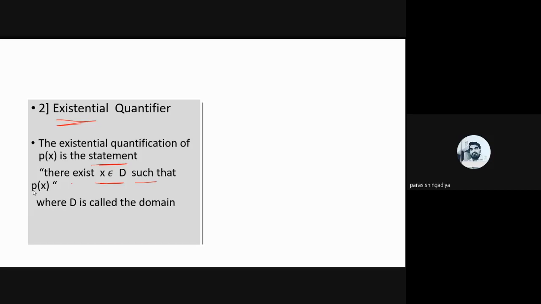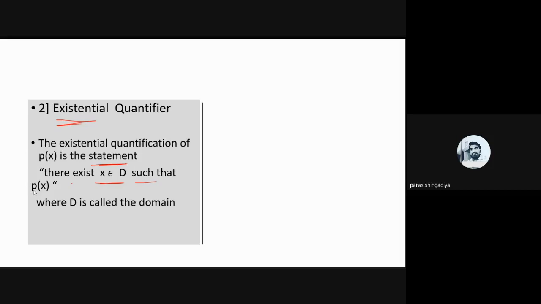In the universal quantifier we have every value: for every value of the domain, p of x should be a statement. Here in the existential quantifier, a value should exist, it may be 1, 2, 3, 4, 5, any one of them. If it is true for a single value of the domain, then you can say that it is known as the existential quantifier. That is the difference between the universal quantifier and the existential quantifier.